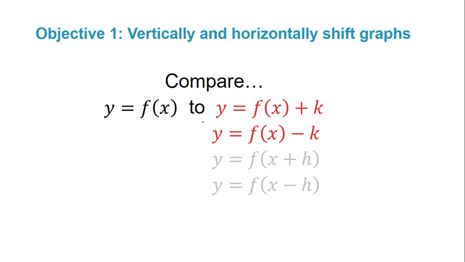In this first objective, we will vertically and horizontally shift graphs, and that comes from comparing the graph of a function, y equals f of x, to a new graph that's formed by y equals f of x plus k, y equals f of x minus k, and then we'll also look at f of the quantity x plus h and f of the quantity x minus h. So really when we have what I like to call an outside change and an inside change, and see how those changes impact the graph of the function.